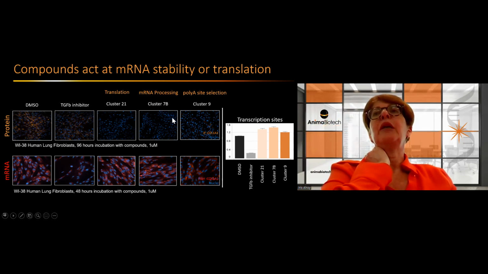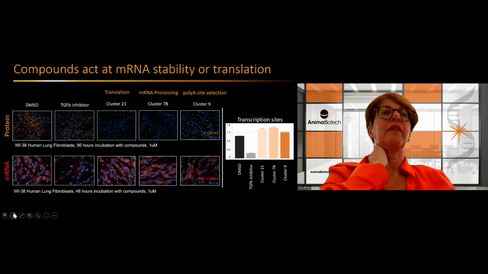Cluster 7b, we saw that there's a small effect at the mRNA in the cytoplasm with no effect on a transcription site, so we suspected this is mRNA processing. In cluster 9, we saw destabilization of the collagen 1 mRNA in the cytoplasm, again, without affecting transcription, because what we knew from our bioinformatic analysis is that we are somehow disturbing the steady state level of the mRNA, and this is probably through poly-A site selection.